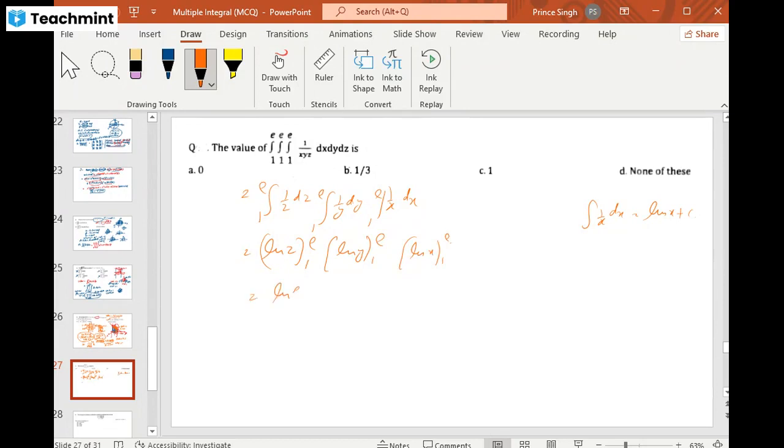So log e minus log 1, log e minus log 1, log e minus log 1. Log e is 1 and log 1 is 0. So 1 into 1 into 1, the answer is 1 only.